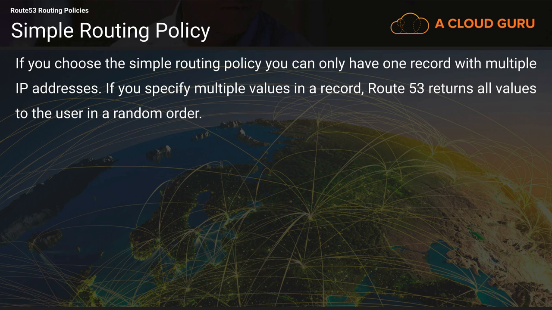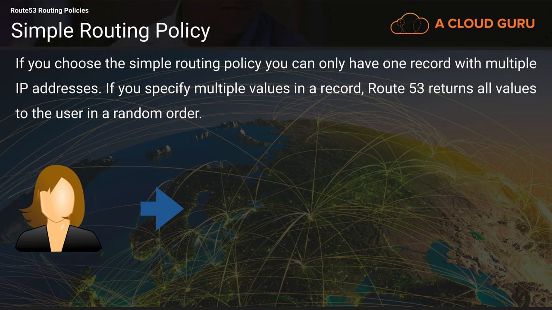If you choose the simple routing policy, you can only have one record with multiple IP addresses. And if you specify multiple values in a record, Route 53 returns all values to the user in a random order. Simple routing policy is the simplest routing policy that is available. You basically have one IP address, or you can have multiple IP addresses, and Route 53 is going to return one of those randomly to your DNS server or to your browser.